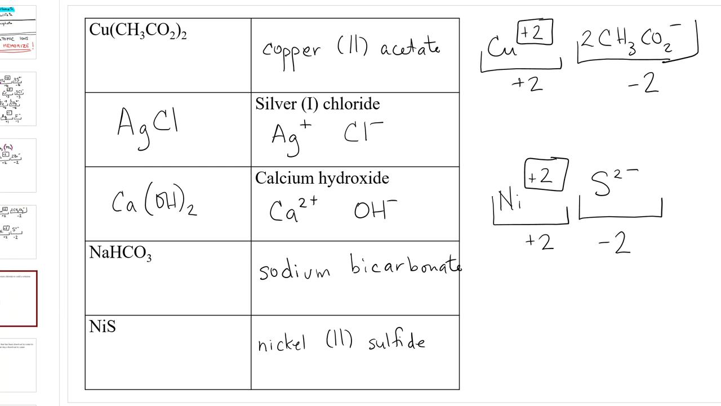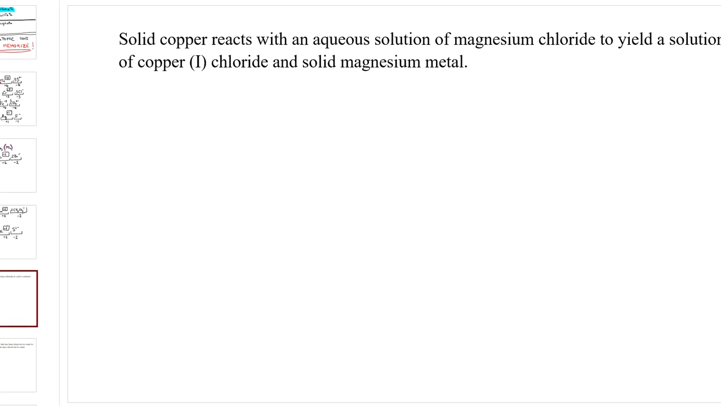Beautiful. Now, here's where it really matters. We are going to take chemical equations from words and translate them into symbols, and then we're going to balance it. So we're going to take the chemical equation from words to symbols and then balance.